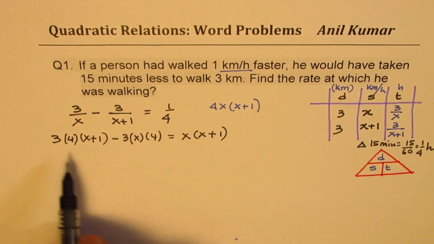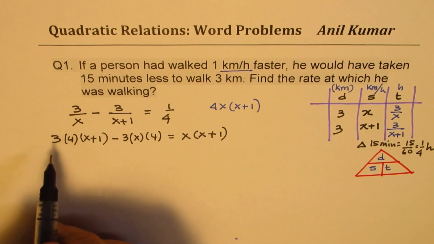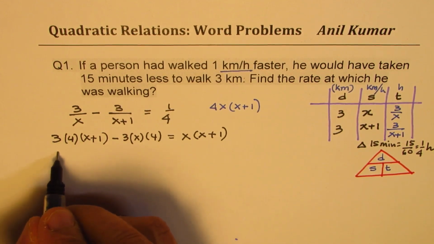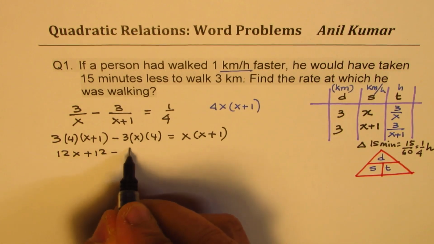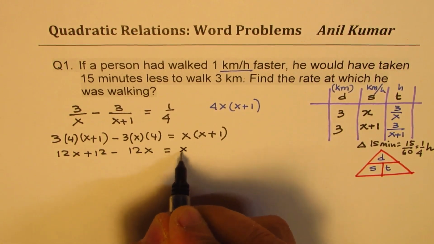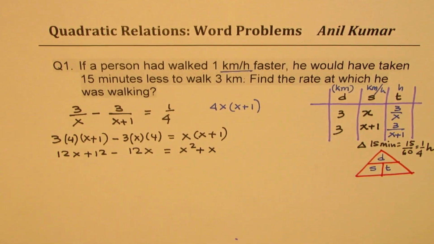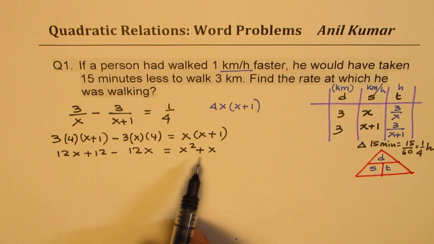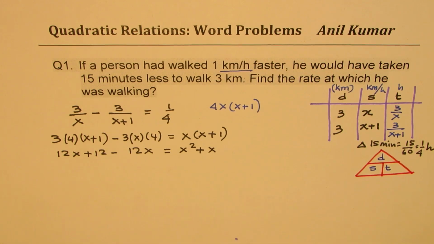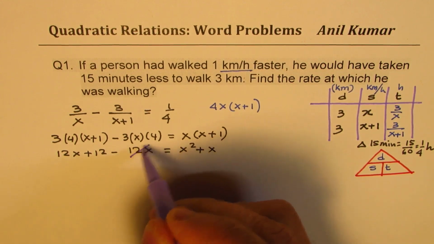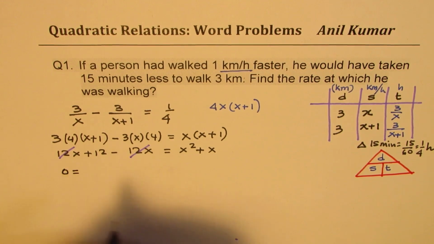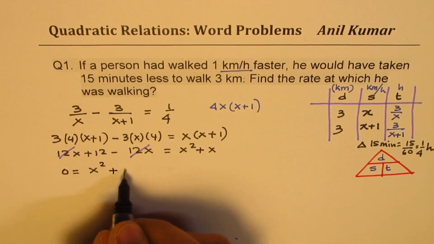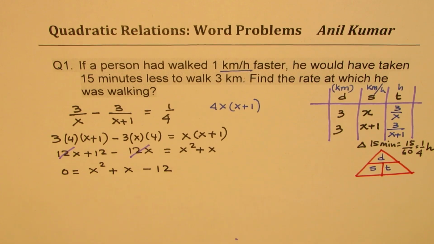Correct? Now we should just open the brackets and solve. So this is 12, right? So 12 times x is 12x plus 12 minus, this is also 12. So which is 12x equals to x squared plus x. We have to get all the terms together. Now, as you can see here, that minus 12x plus 12x cancel. So we get 0 equals to x squared plus x minus 12 as our equation.